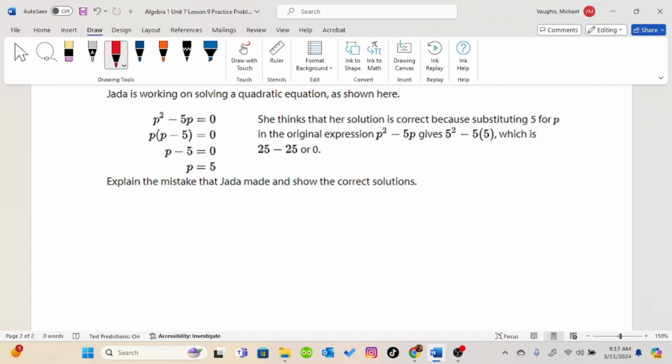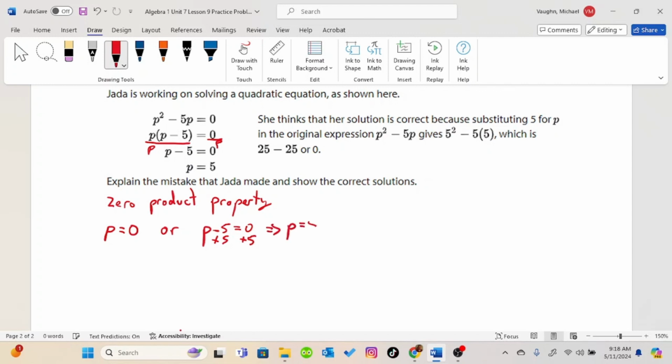So when Jada got to this point, what she did was divide both sides by p to get p minus 5 equals 0. What she should have done was use the zero product property. Doing this would have given her p equals 0, or p minus 5 equals 0, which she correctly used. Add 5 to both sides and find out p equals 5.